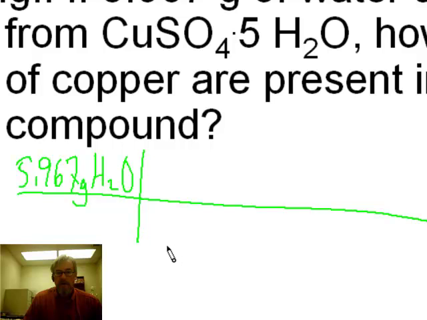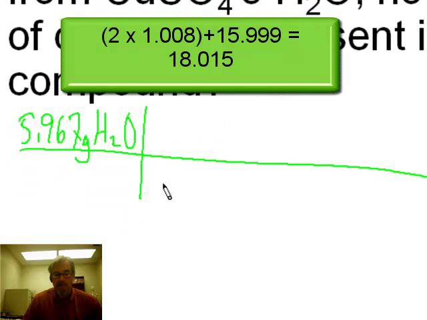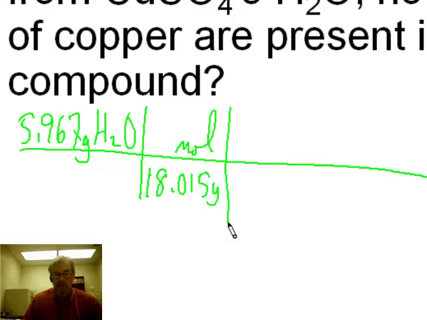What's the molar mass of water? Well, water has 2 hydrogens in it. If I look on the periodic table, that's 1.008 each. So I'll double that, and then I'll add it to the molar mass of oxygen, which is 15.999. That comes out to 18.015 grams per mole for that compound when I sum up the molar masses of the atoms in it. Grams will now cancel, and now I have moles of water.